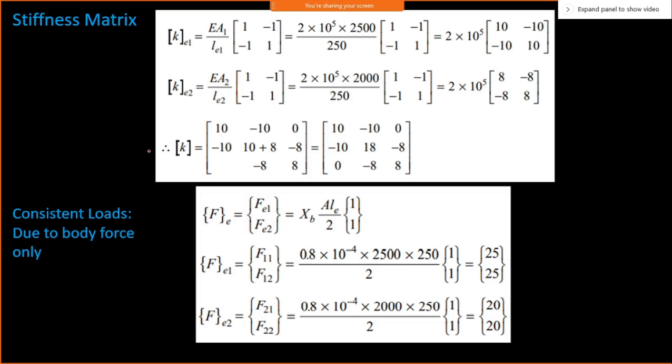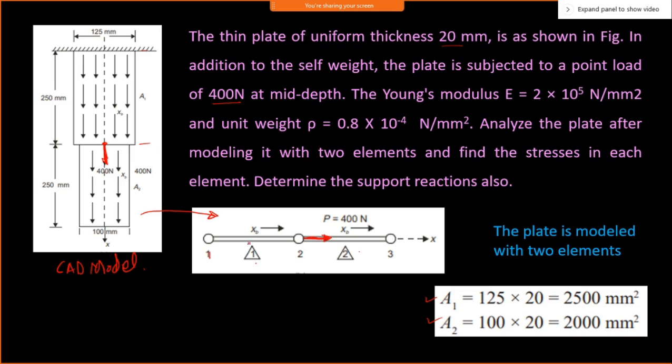So obviously, what is to be done? What is the next procedure? I need to formulate one stiffness matrix for this element, another stiffness matrix for this. This is one thing. I need to formulate a force vector for this element. This is my force vector. This is another force vector. This is a stiffness matrix and force vector.